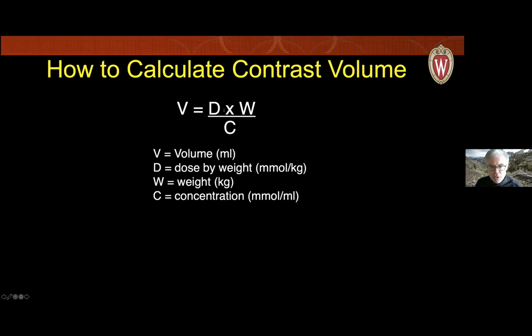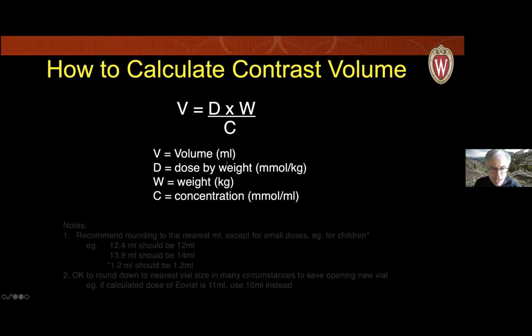And then the dose is typically given in millimoles per kilogram. There's no reason you couldn't give this in milligrams per kilogram, so long as you knew that the concentration was also in milligrams per milliliter. But the standard approach for gadolinium is millimoles per kilogram, and then that gives you the volume in milliliters.